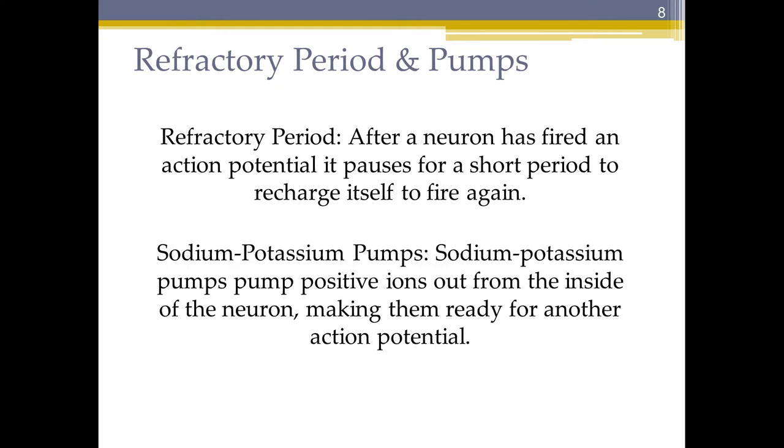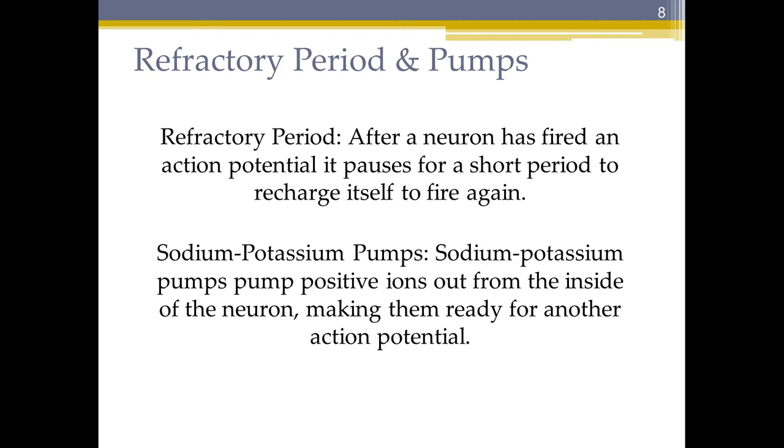Now, one of the things that I mentioned earlier was the refractory period, and that's just a brief period of time after the neuron has fired where it can't fire again, so it has to recharge. Part of the way it does this is with what's known as sodium-potassium pumps. Sodium-potassium pumps pump positive ions out from the inside of the neuron and make them ready for that new action potential. So that's what's going on in the refractory period, is they're pushing out the sodium. They're getting rid of everything that's making it more positive, because remember that axon is generally negative.